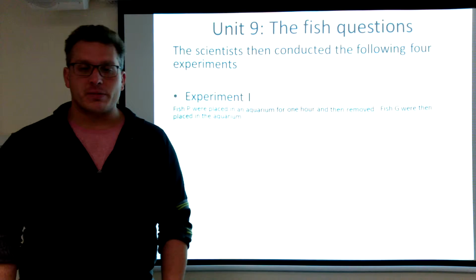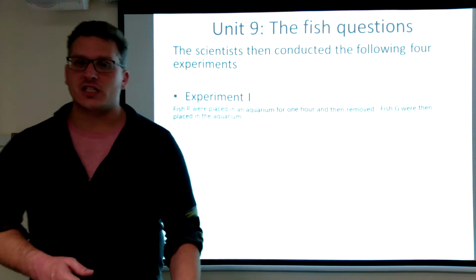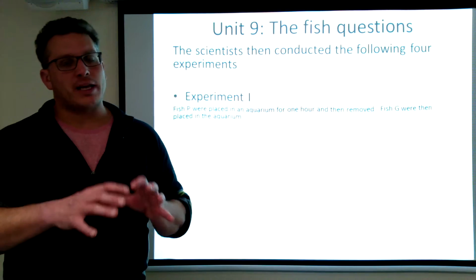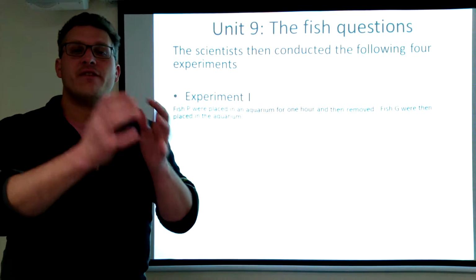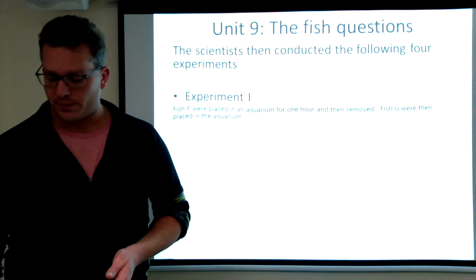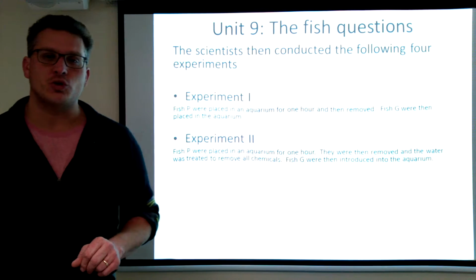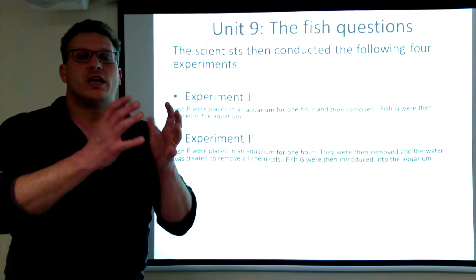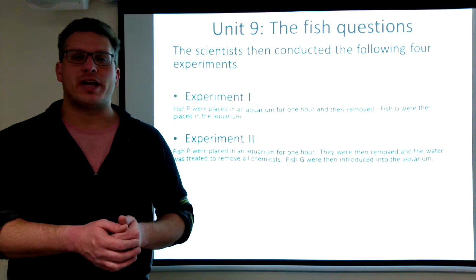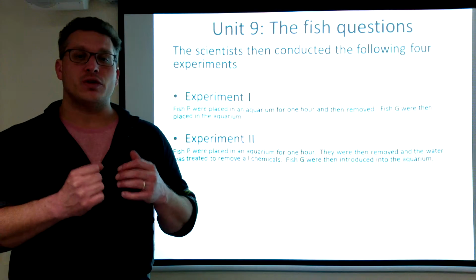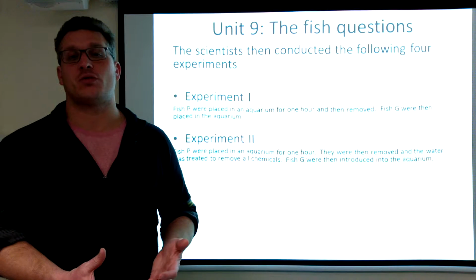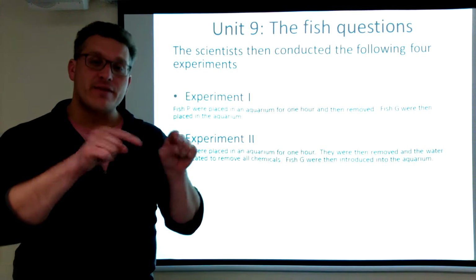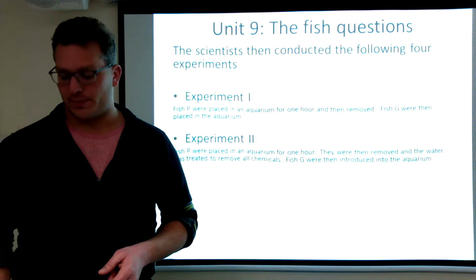Then there were 4 experiments conducted. In the first experiment, fish P was placed in an aquarium for a time of 1 hour. Fish P was removed, and then fish G was put into the aquarium. In experiment 2, fish P was put into an aquarium for a time of 1 hour. It was then removed, and all the water in the aquarium was treated so there were no chemical substances remaining. And then fish G was put back into the aquarium.